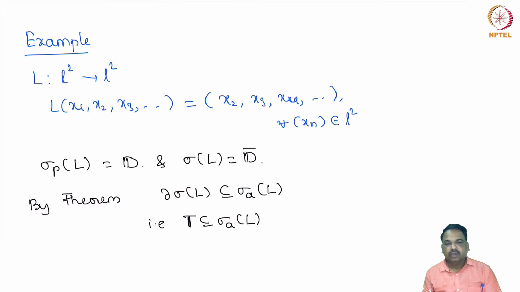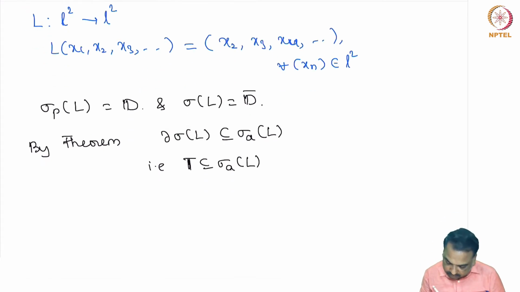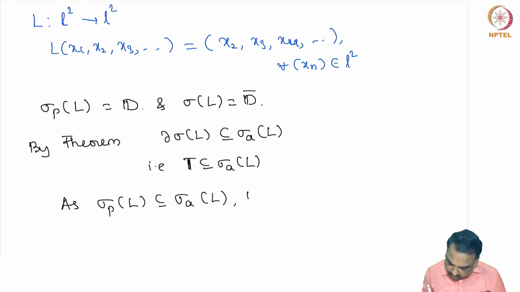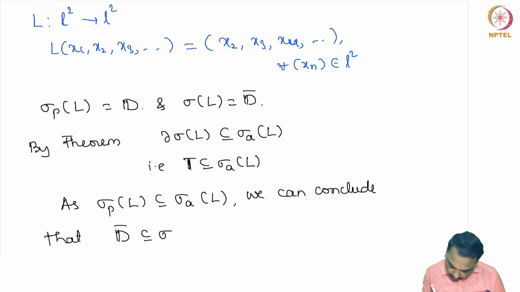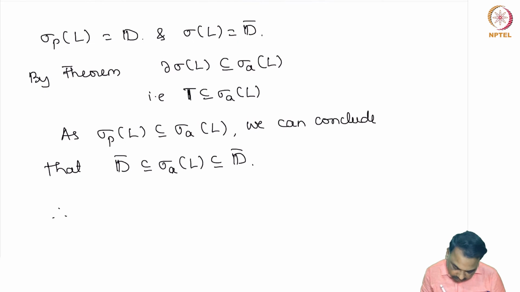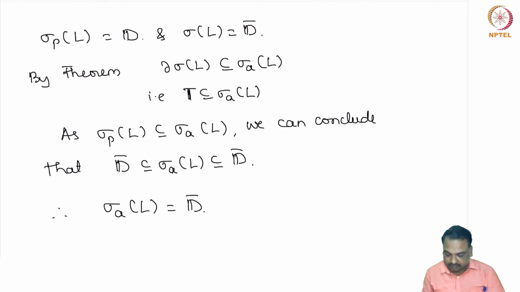But we know that the point spectrum is also included in the approximate point spectrum. So as the point spectrum of L is contained in the approximate point spectrum of L, we can conclude that the whole closed unit disk is contained in the approximate point spectrum of L. And anyway, this is a subset of the spectrum, that is the closed unit disk. So therefore, we can say that the approximate point spectrum of L is exactly the closed unit disk.